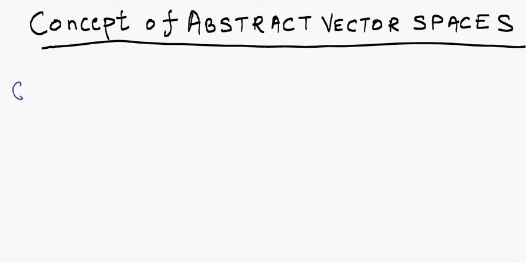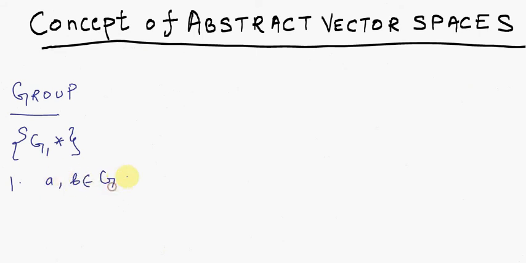So, what is a group? A group is nothing but an algebraic system denoted as a set G and a binary operation star which operates on the elements of the set G, and they satisfy the following axioms. Number one, if I have two elements A and B from the set G, then the result A star B would also belong to the group G.